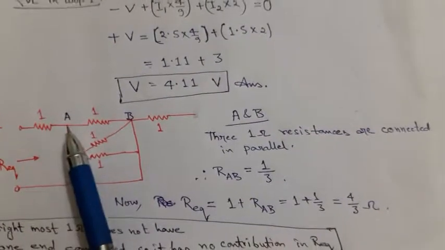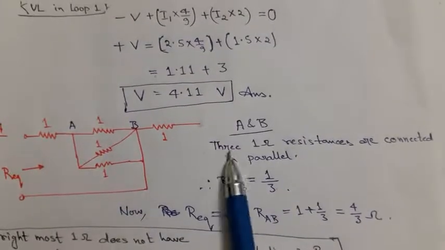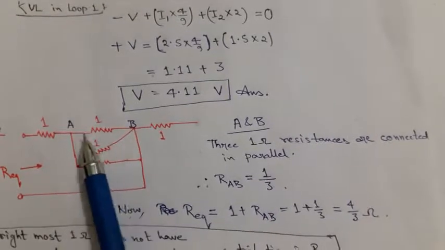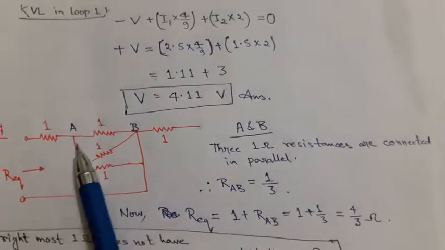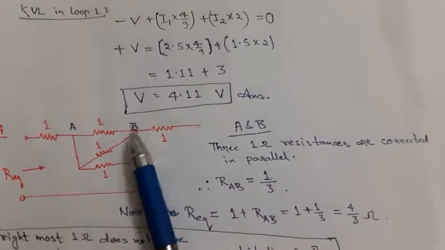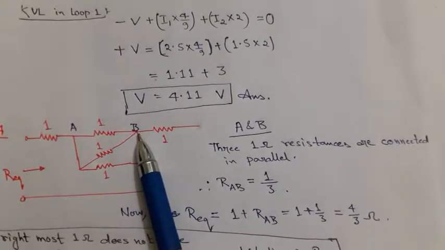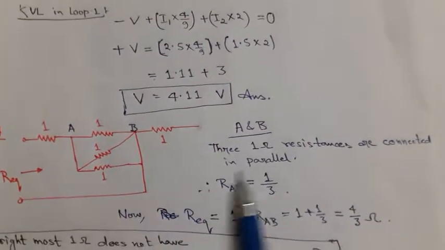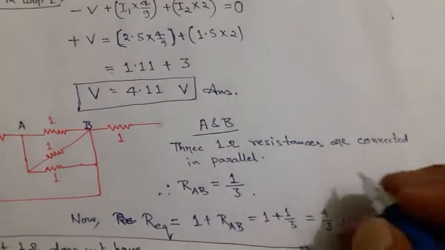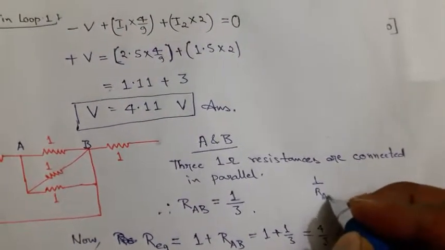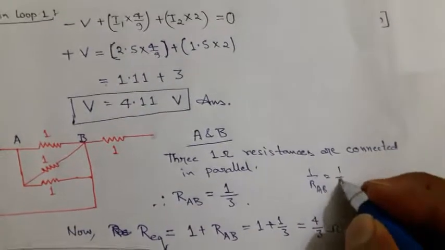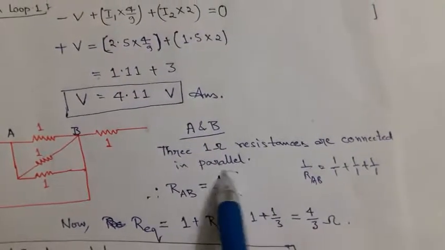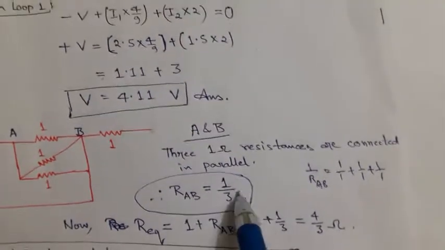So here you can find A and B. Here the 1 ohm resistances are connected in parallel, because this point and this point are A and B. Here this point is nothing but this point, so it is connected across A and B. And here this point is nothing but A, so the 3 ohm are connected across A and B. So I can find that 1 by RAB is equal to 1 by 1 plus 1 by 1 plus 1 by 1. So from there I can find RAB equal to 1 by 3 ohm.